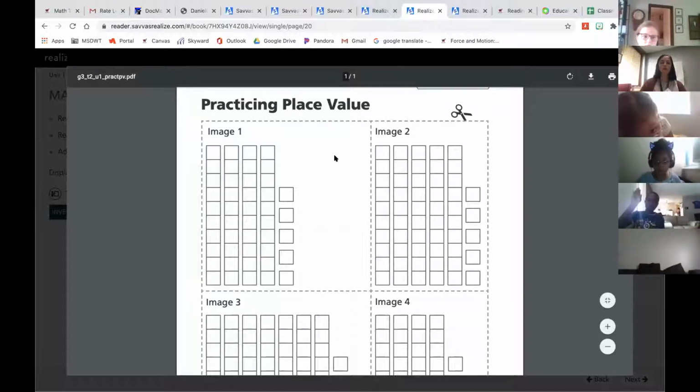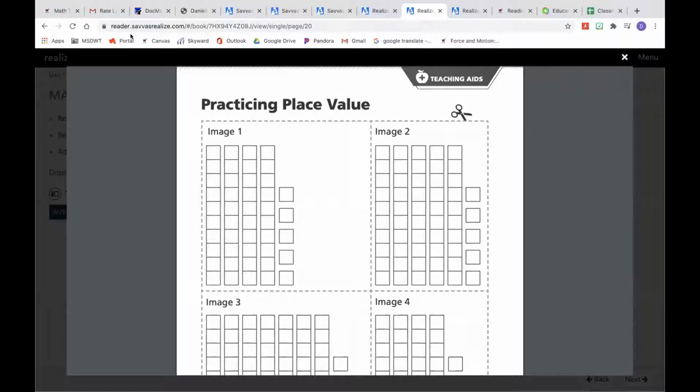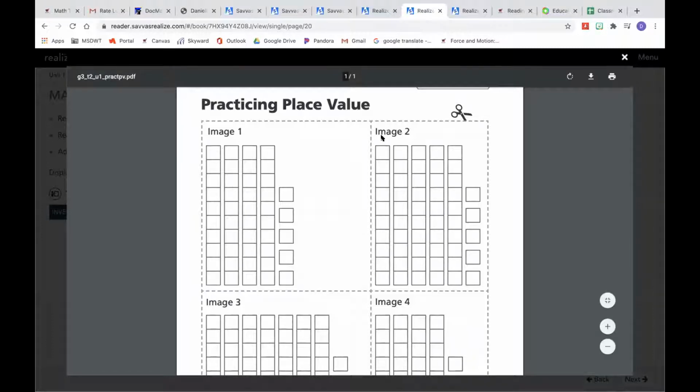Emily, how many are in number 2? 55. Good, 55. Emily, can you tell us how you got 55? I count by tens and the little squares. I counted and there's 55.